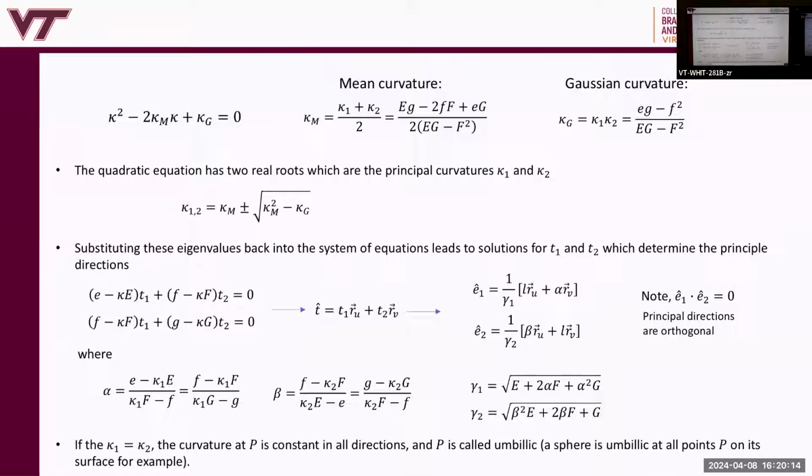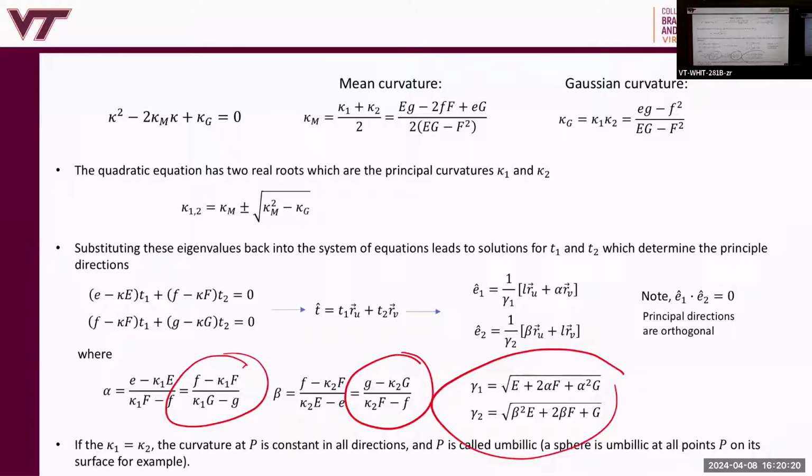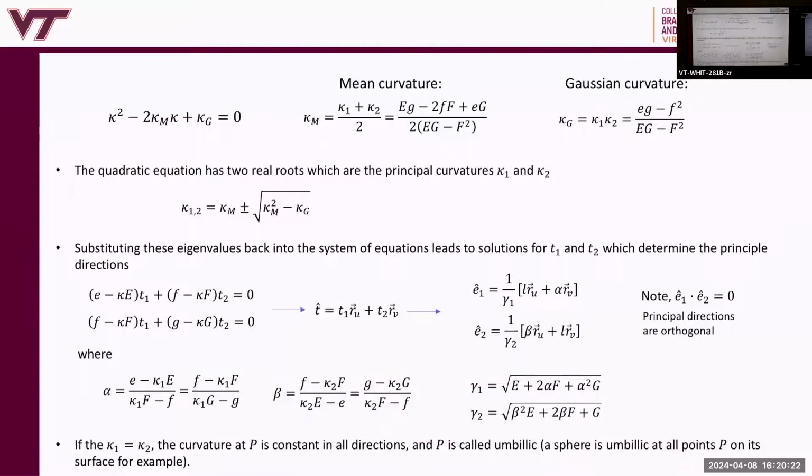So here, everything is in terms of these coefficients, G, F, and E. All of this comes down to these parameters, and these parameters are easy to get. You just have to differentiate your parameterization, first and second derivatives. And then you can calculate what these E, F, and G's are, and then you can calculate everything from them. All right, so it's not that difficult.